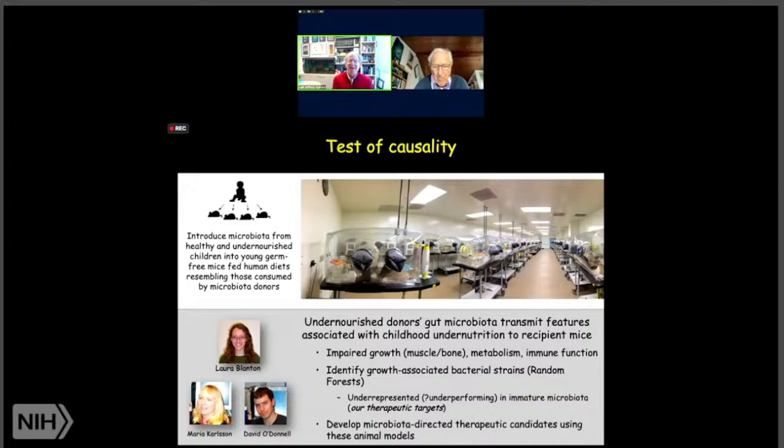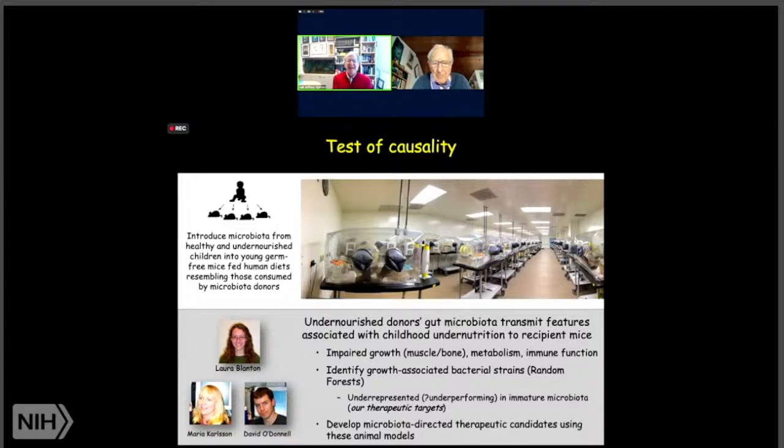And the test really consists of taking this snapshot and replicating the snapshot of microbial life in multiple animals, and then converting the snapshots to a movie so that we could follow over time after transplantation the effects of those communities on the biological properties, physiology, metabolism, and immune function of the recipient animals.